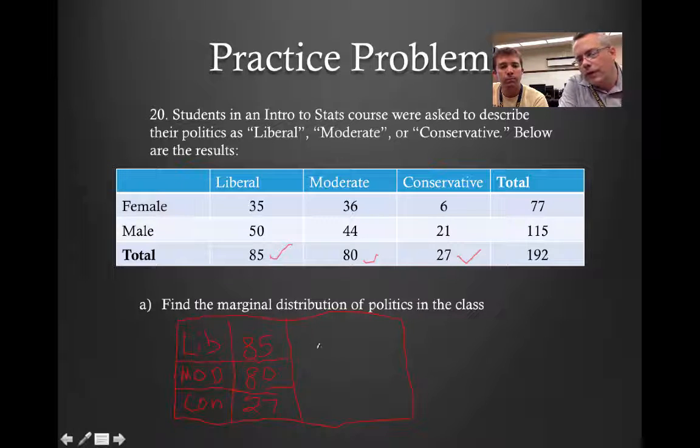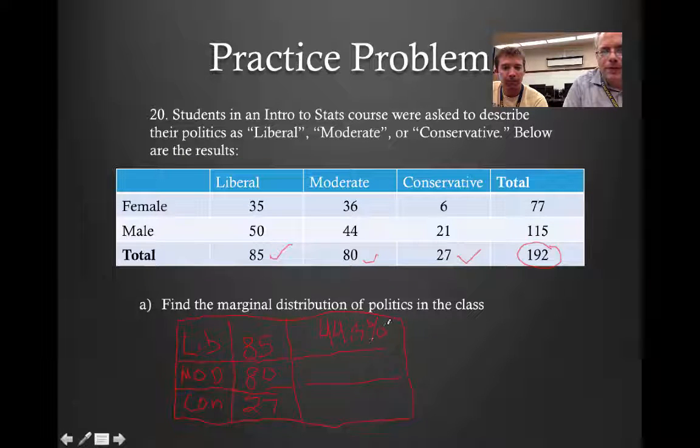Sometimes you might want to convert this to percents. That would be relative frequency. So we'll add those in very quickly. Remember, those are out of your total. The total down right is here, 192. Already ahead of you. So out of 192, the percent for the liberals, 85 divided by 192, is 44.3%.